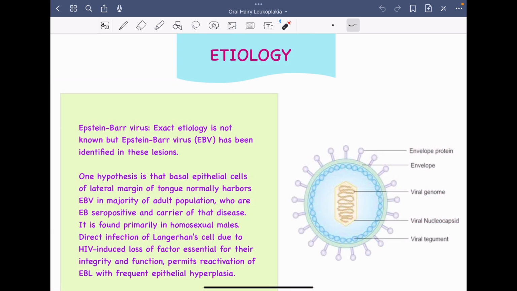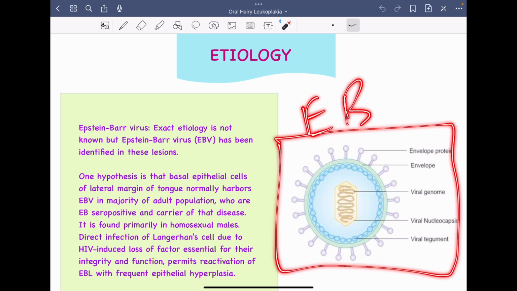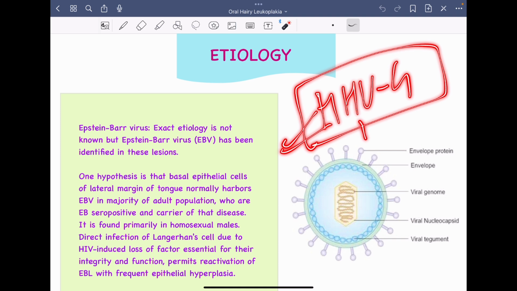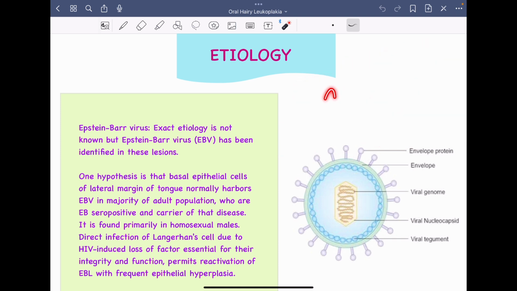Moving towards the etiology or the cause of OHL. This is a diagram of EBV. Basically it is human herpes virus 4. Very important for MCQ: human herpes virus 4, also known as gamma herpes virus, which causes OHL.